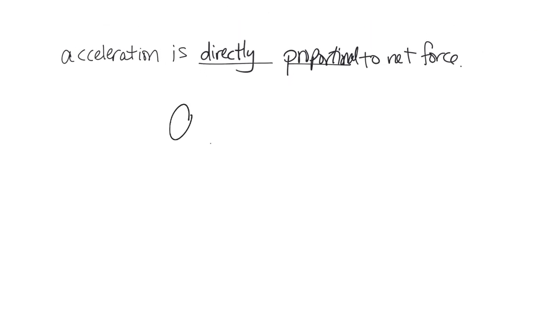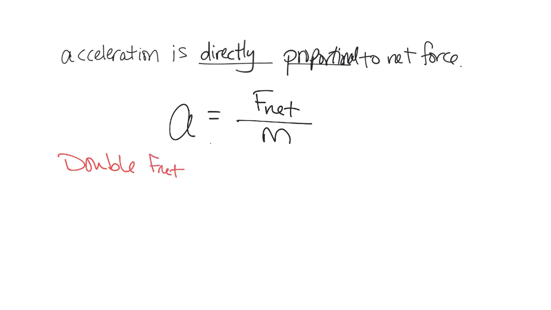So, when we write A equals F net over M, one of the things that we say, sometimes if we're like, oh, what if I double the net force, right? What happens to the acceleration, right?